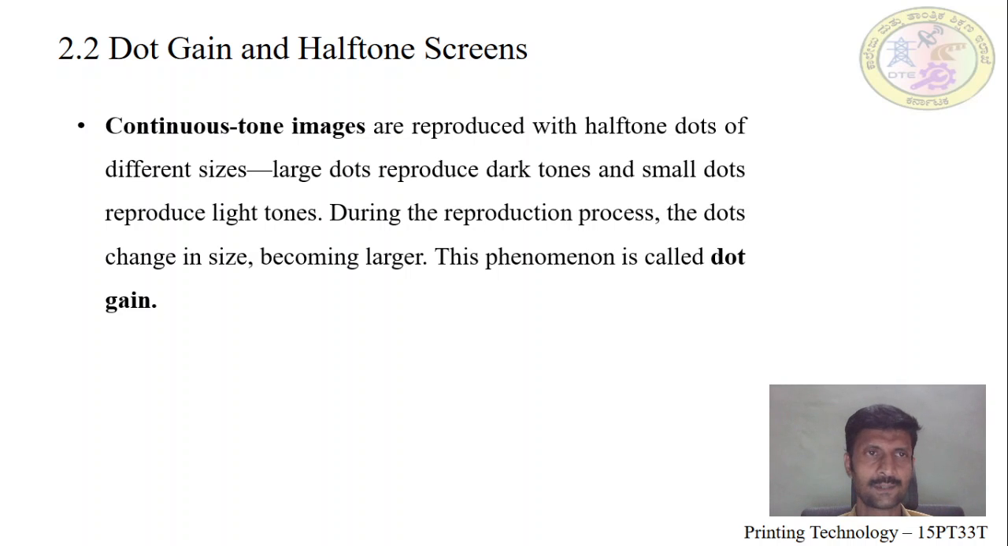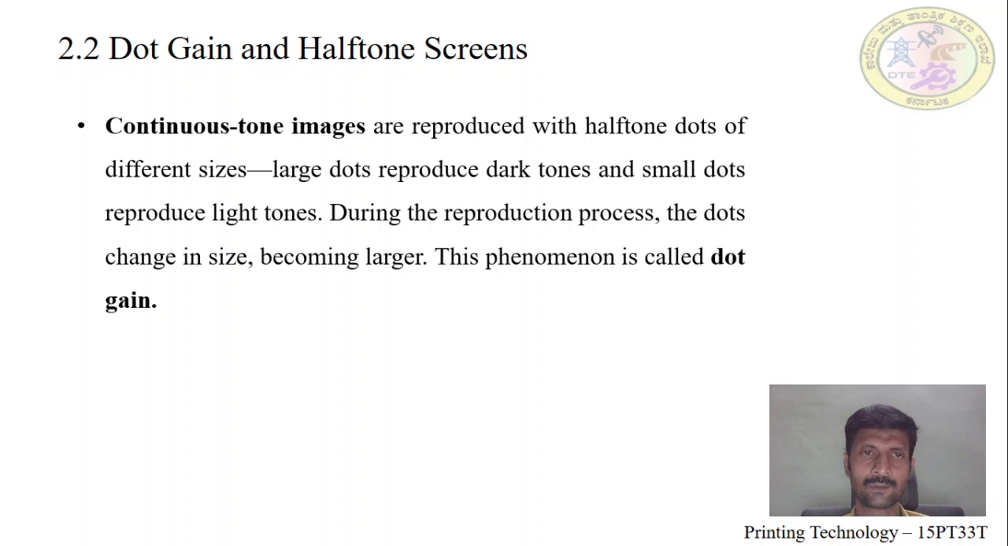During this process, large dots reproduce dark tones and small dots reproduce light tones. In continuous tone images, wherever there are dark tones, more dots are produced. Wherever there are light tones, a small amount of dots are produced during the reproduction process. These dots may change in size, becoming larger. This phenomenon is called dot gain.